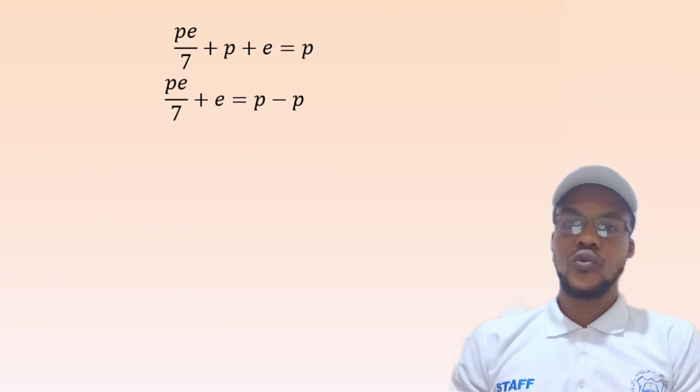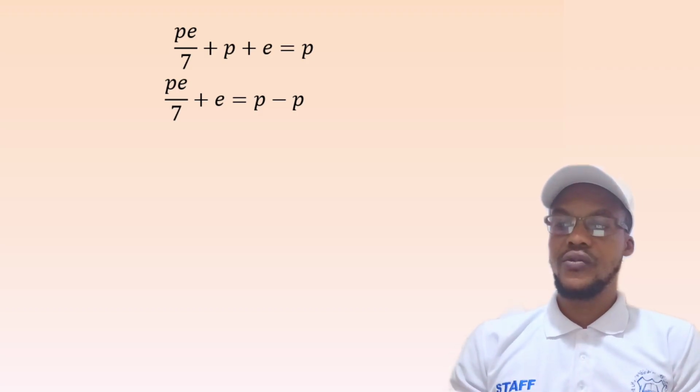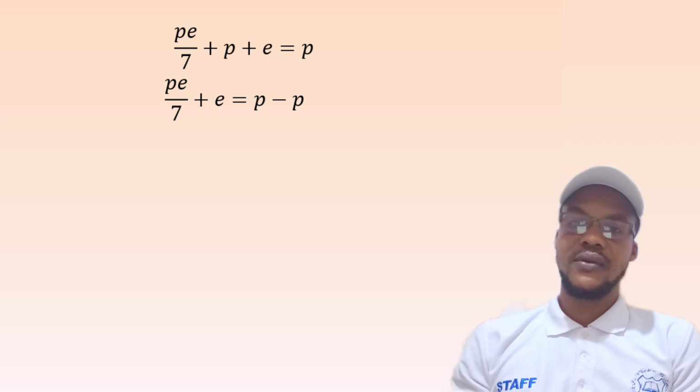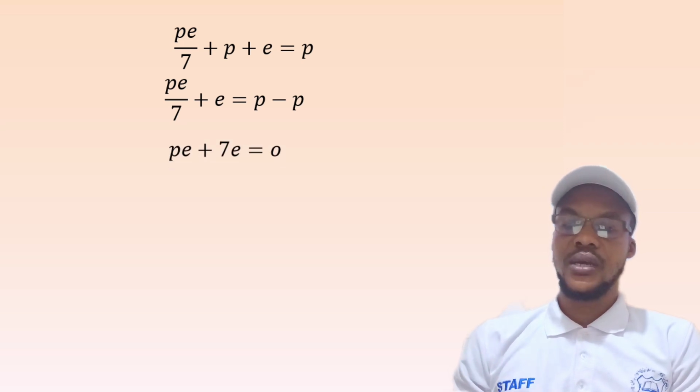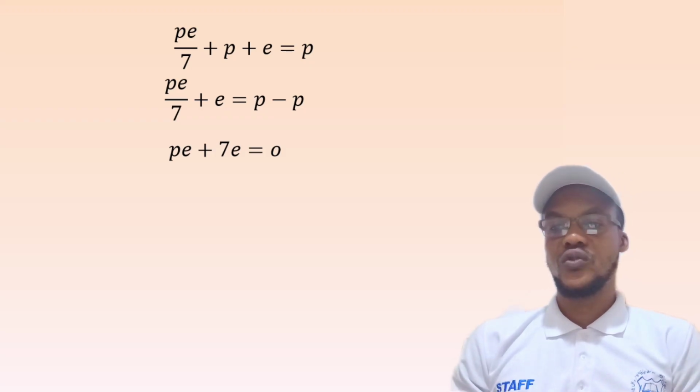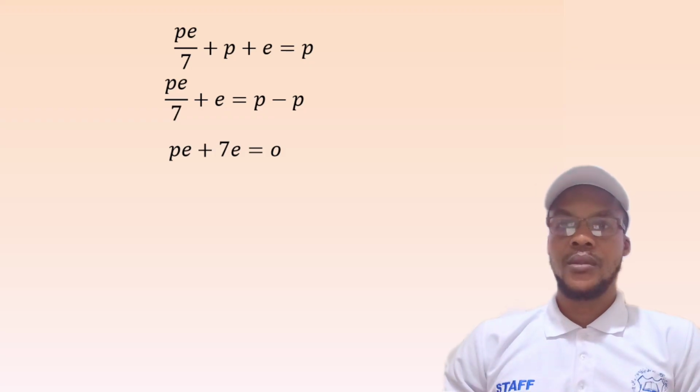Okay, good. So if you are grouping items, then we can send the P to the right side, or we can transpose P to the right side, which is going to be subtracted from the P. And then we are going to have what? PE plus 7E, which is equal to 0, because P minus P gives us what? 0. Have you gotten that?